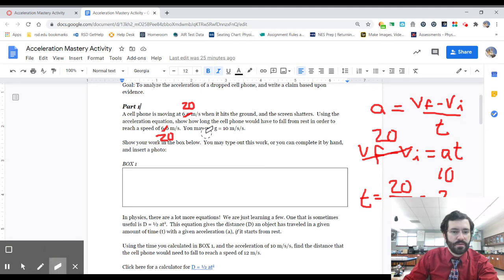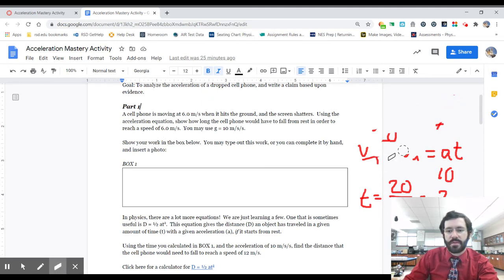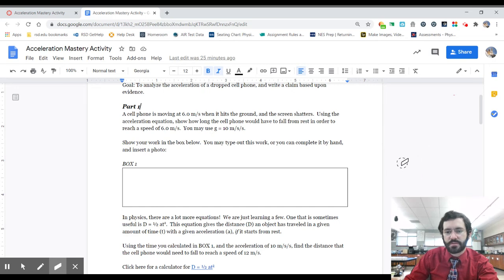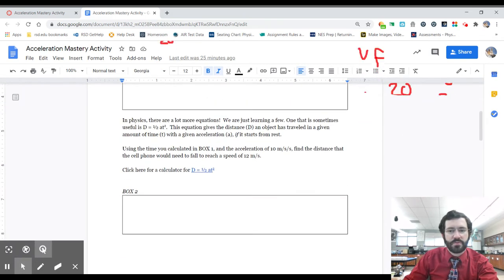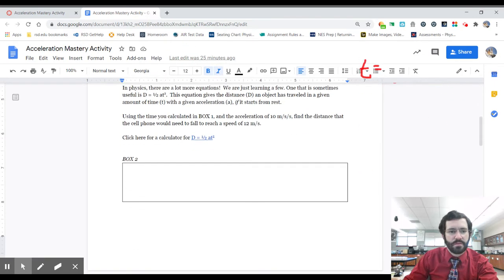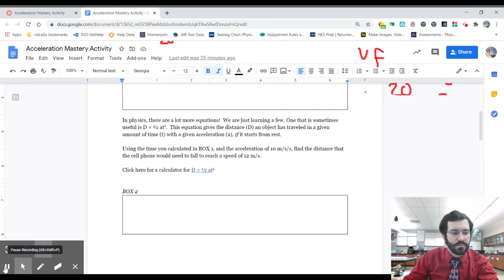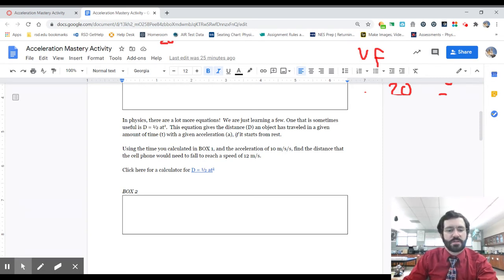Okay? Now, we have figured out that it takes 2 seconds to speed up from rest while falling to a speed of 20 meters per second. And now here's part 2. Part 2 says, now that we know that it takes a certain amount of time to fall that distance, how do we figure out the distance that it actually fell? Because we don't know how far it fell, we just know that it sped up from 0 to 20.